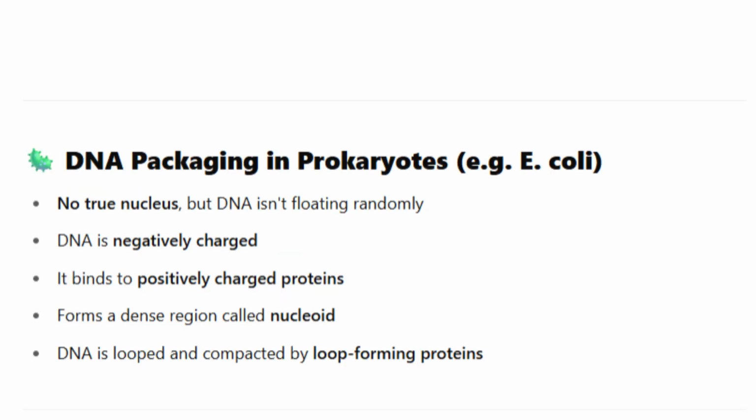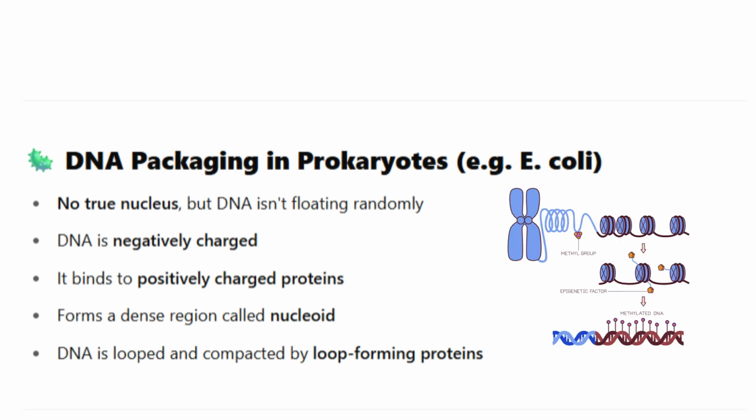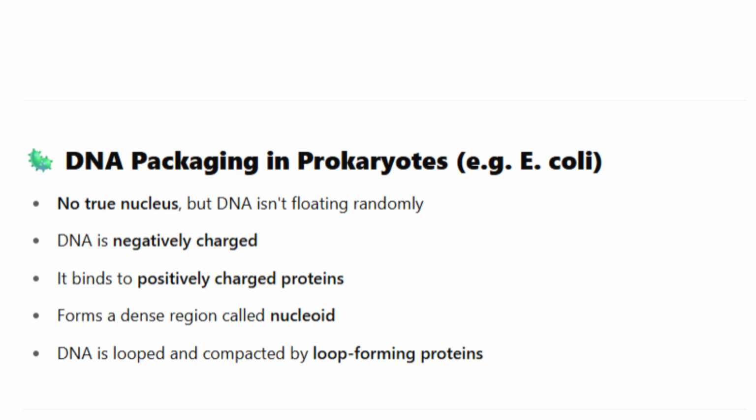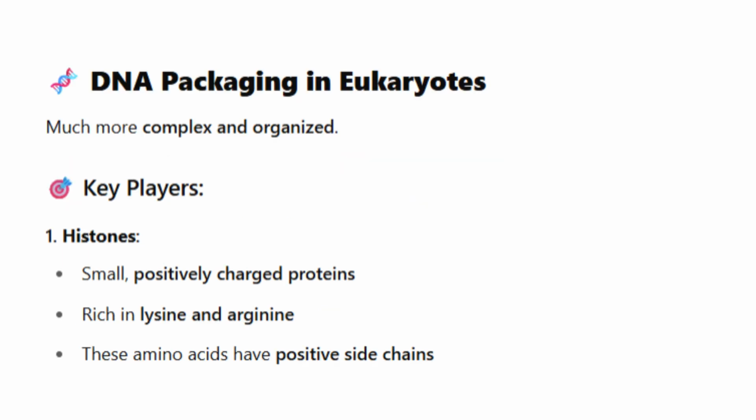DNA packaging in prokaryotes, e.g., E. coli. No true nucleus, but DNA isn't floating randomly. DNA is negatively charged. It binds to positively charged proteins. Forms a dense region called nucleoid. DNA is looped and compacted by loop-forming proteins. DNA packaging in eukaryotes: much more complex and organized.